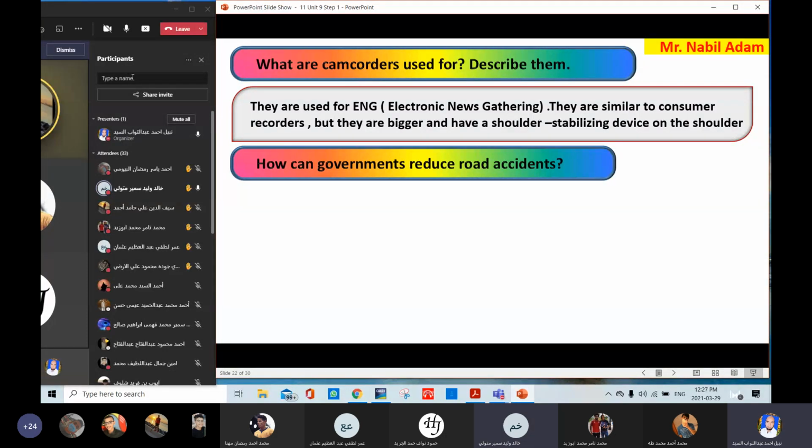By fixing the roads, by making roads a lot bigger. Sorry, I thought it was another question. Reduce road accidents? Okay. Yes.